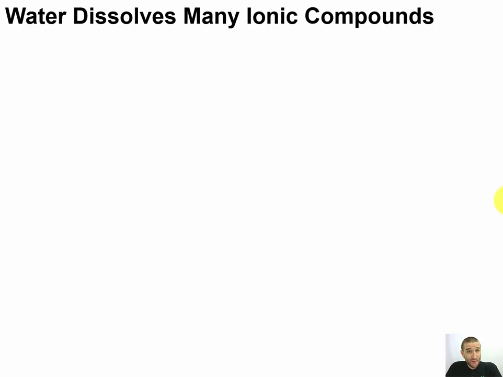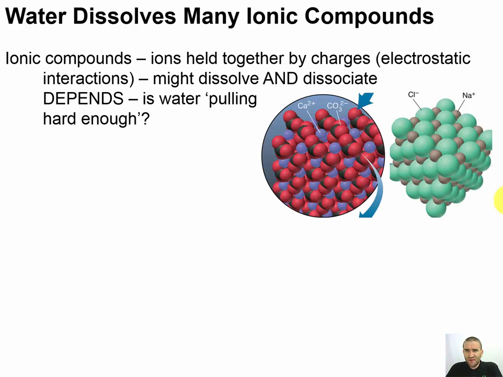So water can dissolve many, but not all, ionic compounds. Now let's see exactly why that would be. And for that, let's get a couple of examples up here. Now, ionic compounds are the cases where we have ions being held together by charges, and we call that an electrostatic interaction. Now, they might dissolve and dissociate, but we have to see. So we have to ask ourselves, are the water molecules going to be pulling hard enough?